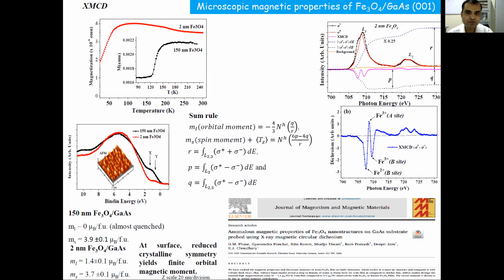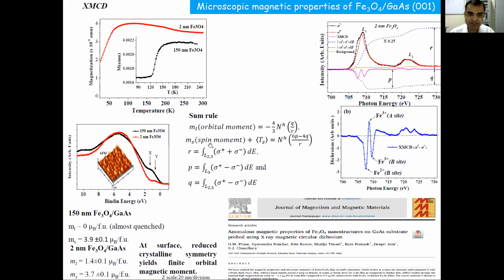No other magnetometer technique can give you this kind of elemental information. And just by doing this kind of calculation, we can also get an idea of the actual moment contribution coming from the orbital part and the actual moment contribution coming from the spin part of the system, and all this information can be obtained.